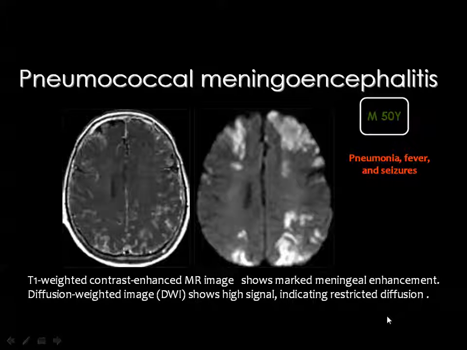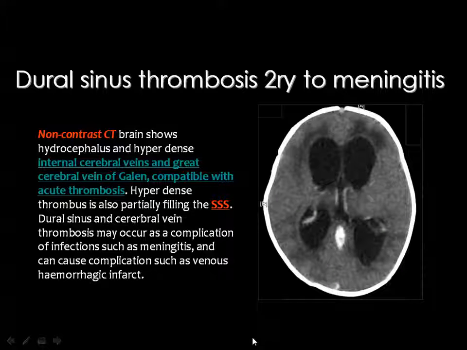And sometimes you get enhancement of the meninges as well as enhancement of the brain parenchyma, what we call meningoencephalitis. In this category, whenever you have diffusion weighted MR images, you'd see the inflamed brain parenchyma showing restricted diffusion. And in the contrast enhanced image, you will see leptomeningeal enhancement as well as patchy enhancement within the brain parenchyma.